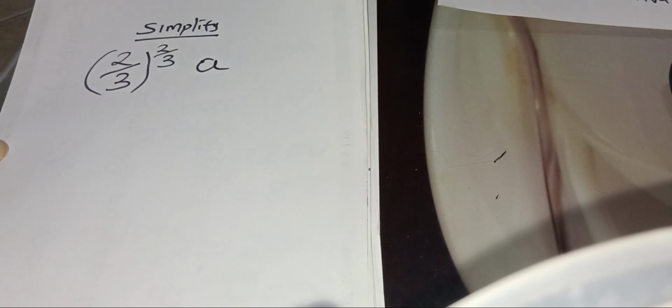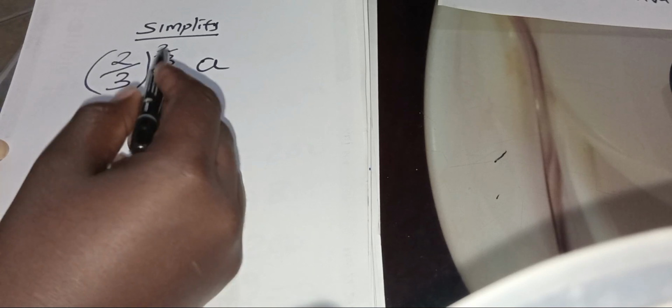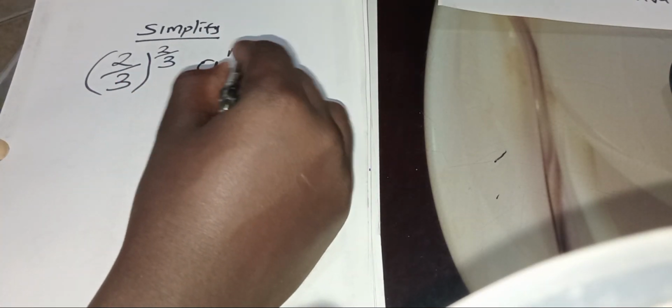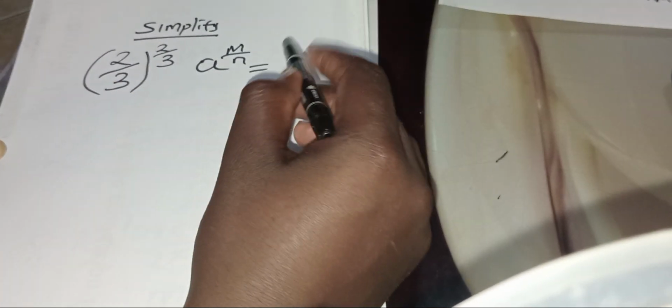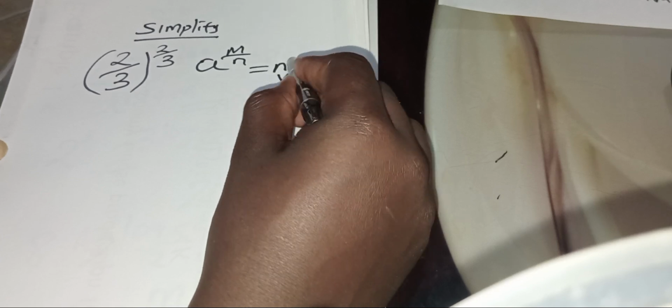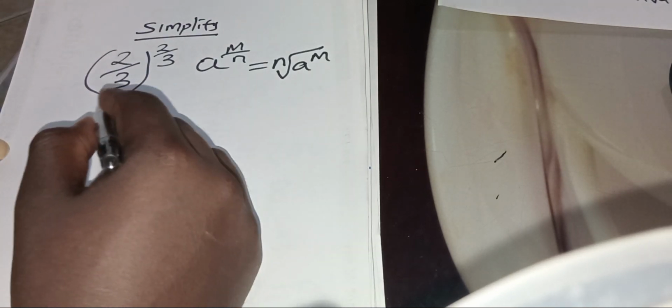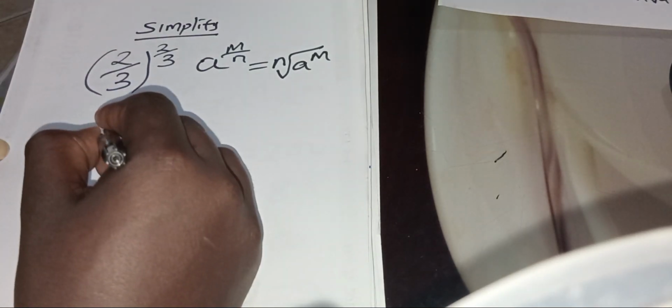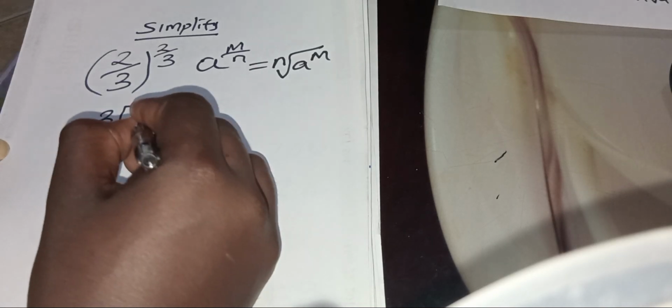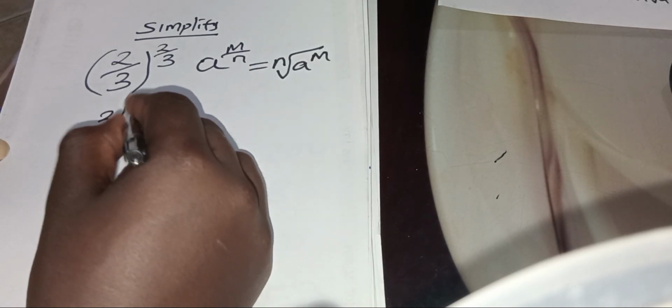Simplify this expression, which is (2/3) to the power 2/3. As you can see, this is in the form of a to the power m divided by n, which can be expressed as the nth root of a to the power m. Applying this property, this is the same thing as the cube root of (2/3) to the power 2.